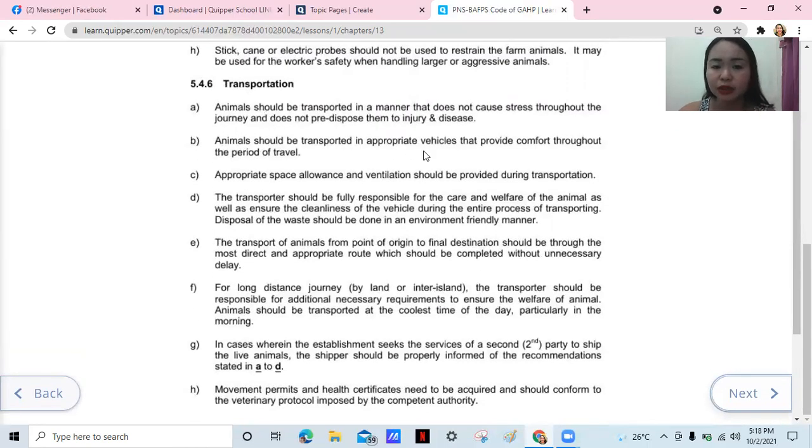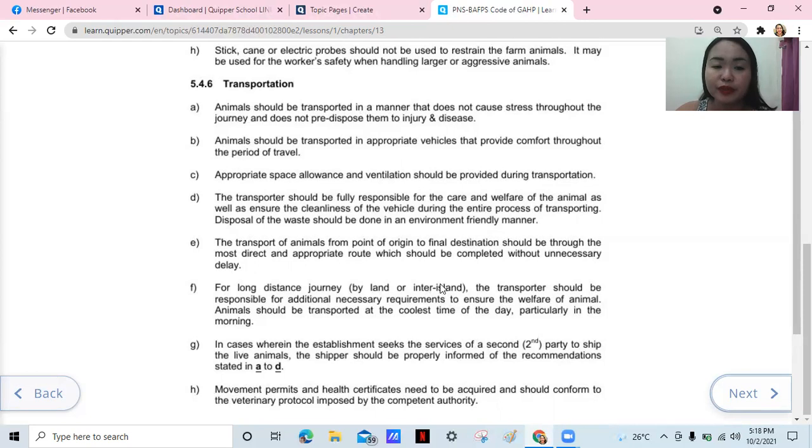So aside from restraining and handling them, there are also rules for transportation. Una, animals should be transported in a manner that does not cause stress throughout the journey and does not predispose them to injury or disease. So animals should be transported in appropriate vehicles that provide comfort for them throughout the period of travel. And appropriate space, allowance, and ventilation should be provided during transportation.